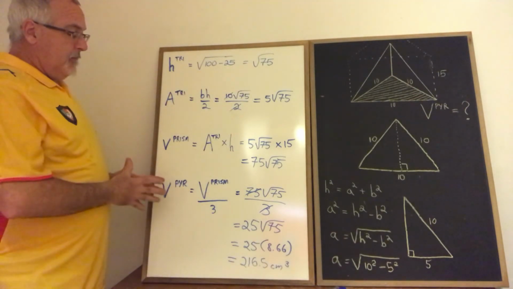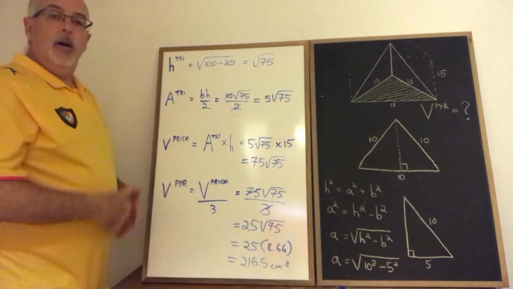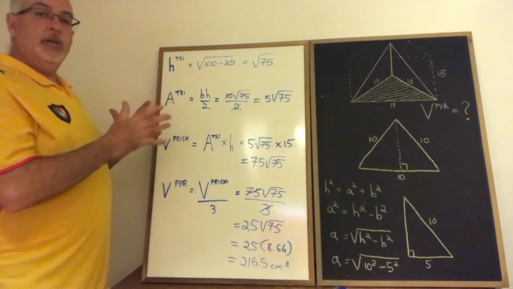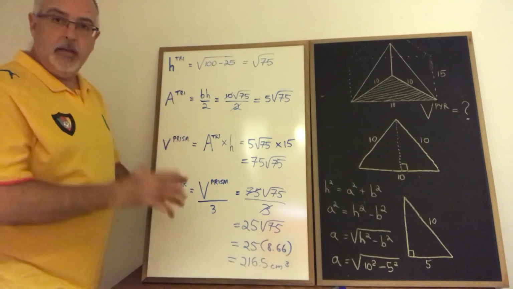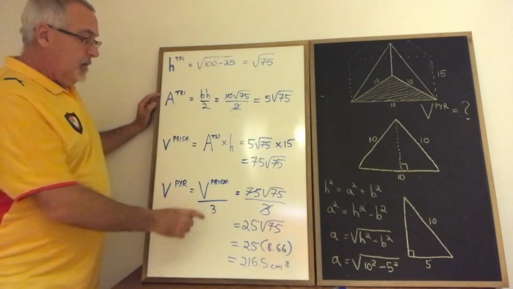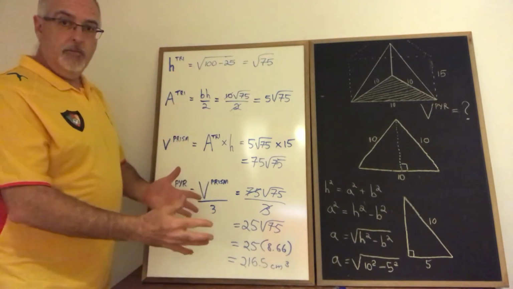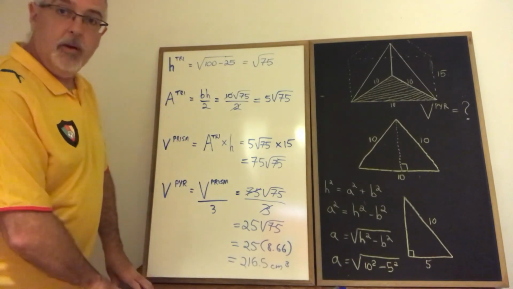What's interesting about this is that this relationship between the pyramid and the prism always applies regardless of what type of pyramid you have. If we have a square-based pyramid or a regular pentagon-based pyramid, the volume of that pyramid will always be 1/3 of the volume of the prism that it fits into. That is a very useful relationship in math that helps us to solve geometry problems like this.